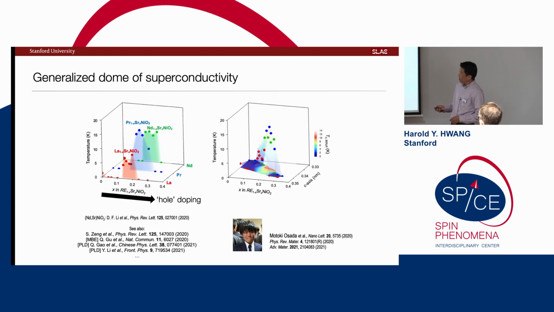So looking at simple doping phase diagrams and rare earth variants, what we find is there's kind of a generalized dome of superconductivity, both in terms of the chemical potential, and in this case, the relevant degree of freedom was the C-axis spacing, following the different sizes of the rare earths.